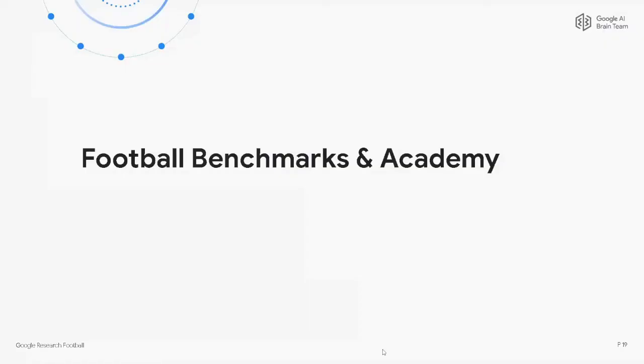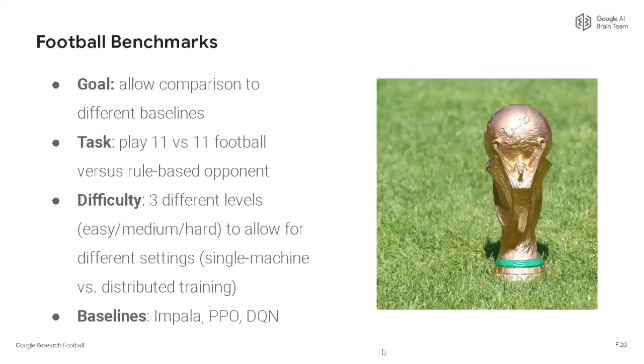So in terms of benchmarks and academy, football benchmarks allow you to compare different RL algorithms. And in the paper that we published, we provide baselines for IMPALA, PPO, and DQN. So you can compare your research progress against those. And I guess others will be publishing on top of the environment.